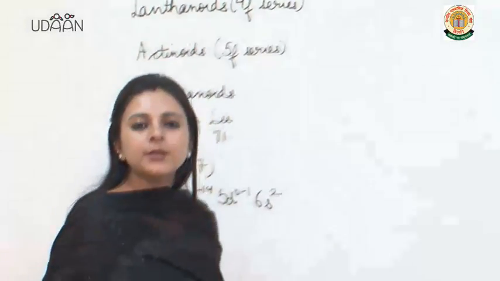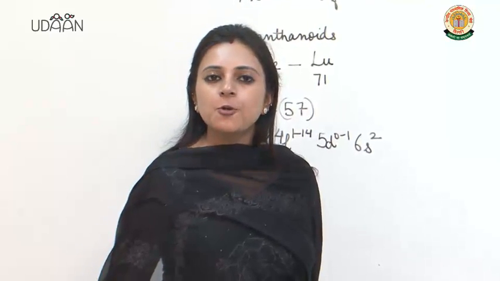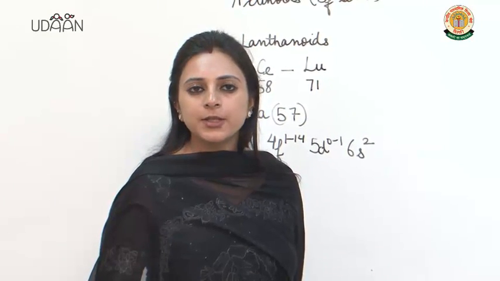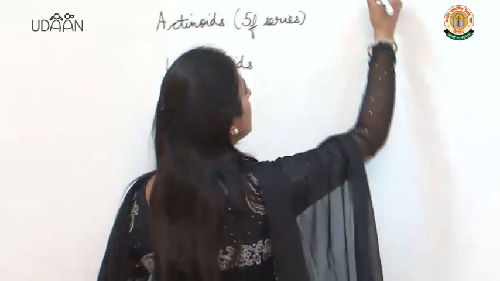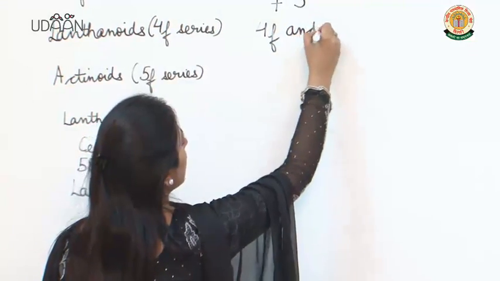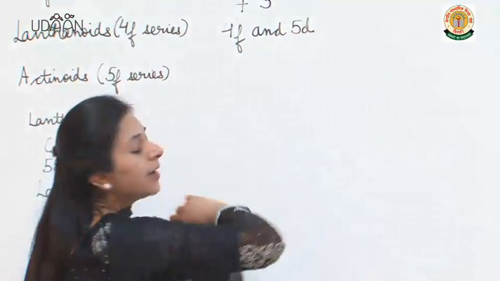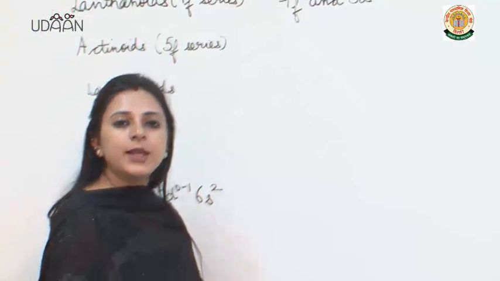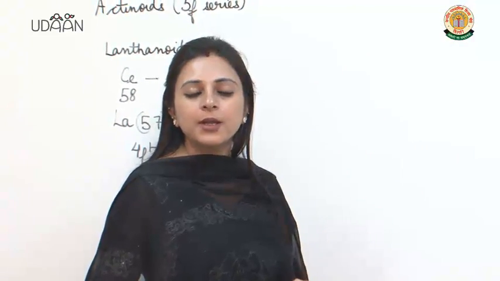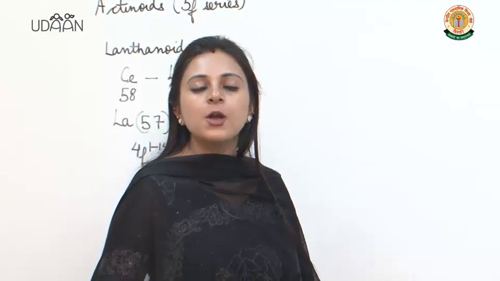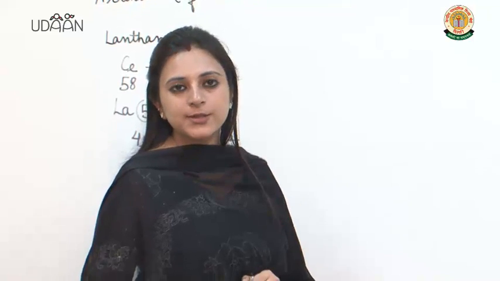Now why do these lanthanoids not show many variable oxidation states? Because the energy gap between 4f and 5d is very large. That is why electrons from both these orbitals cannot participate in bonding and they do not show many variable oxidation states.